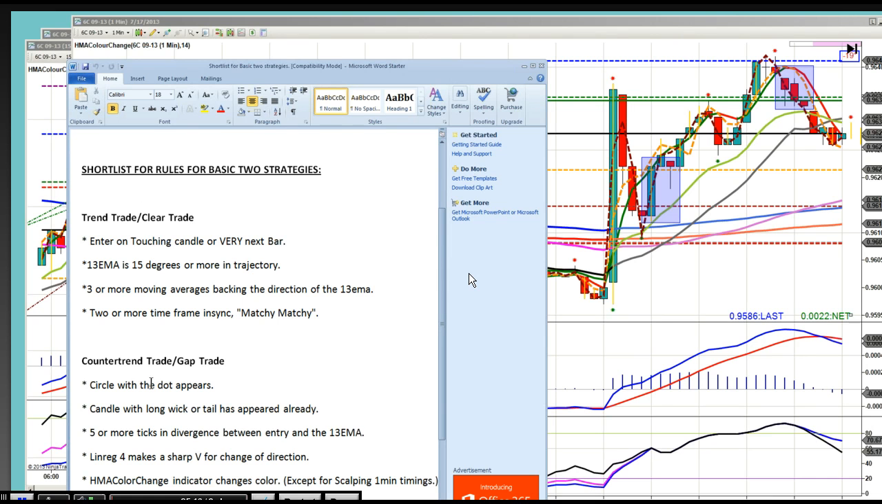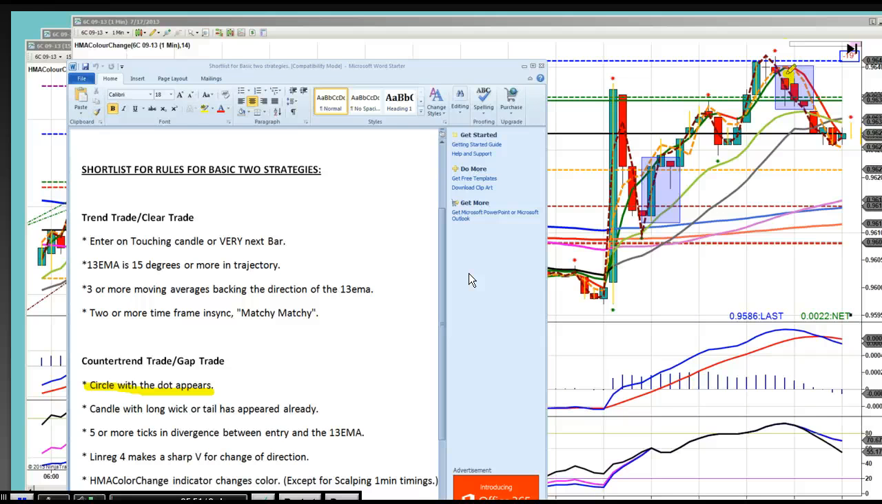So if we look at the counter trend trade, the first thing you want to look for is the circle with a dot that appears. If you look at this asterisk, this was a circle with a dot first, and where the asterisks are, that's where your fractal is. We'll come to fractals in just a second. But when the circle with the dot appears and your brown Linreg, which is the one you use mostly for counter trends, makes a sharp V like Mount Everest, you want to wait for that. That gives you an early start to the counter trend.